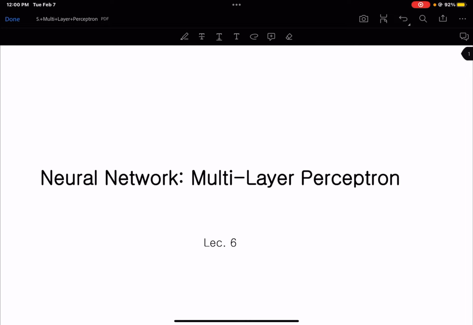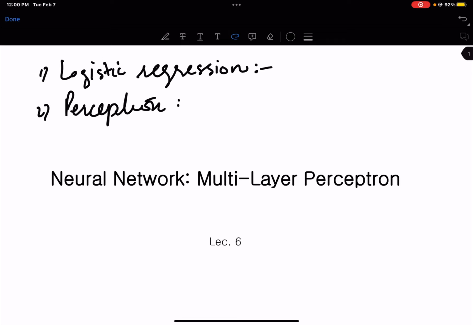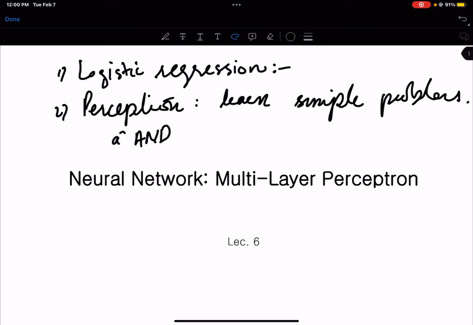Continuing with the multi-layer perceptron concept. In the previous lecture we started with the basic concept of the multi-layer perceptron, that it is an extension of logistic regression, and that perceptrons can be used to solve simpler problems such as the AND operation and the OR operation, where we have a linear boundary.